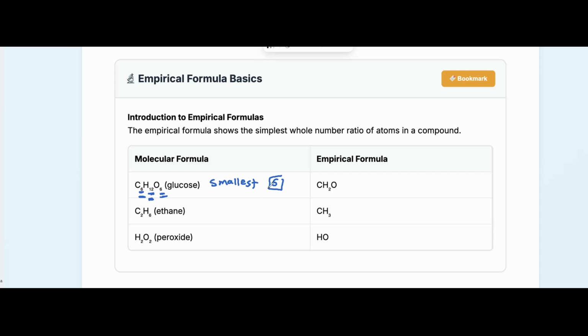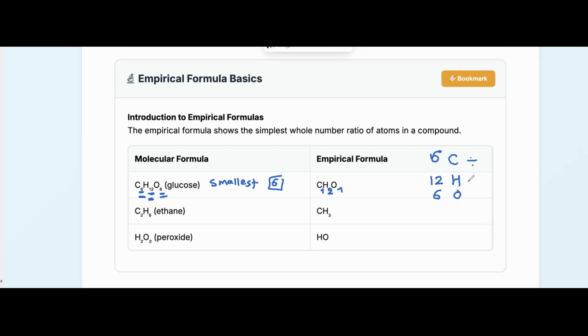So 6 divided by 6 is 1. 12 divided by 6 is 2. And then 6 divided by 6 is 1 again. So again, I have carbon and hydrogen and oxygen. There are 6 atoms of carbon, 12 atoms of hydrogen, and 6 of oxygen.